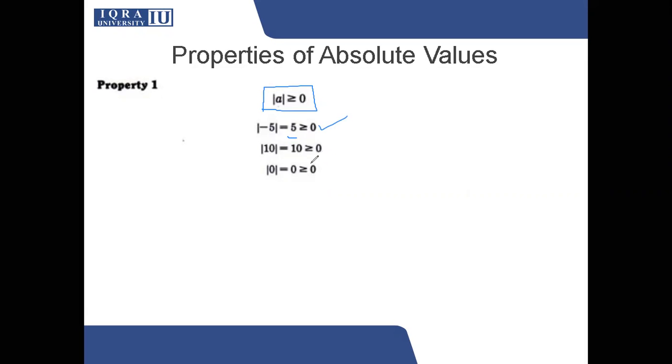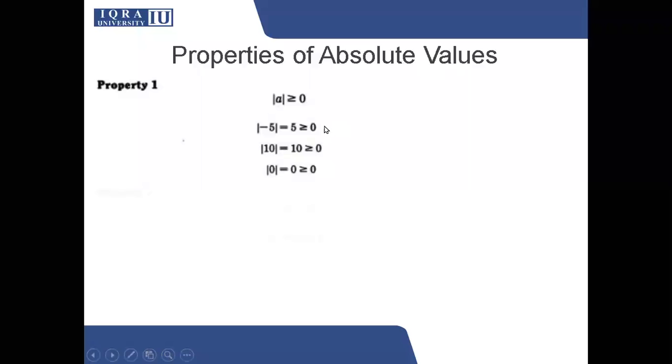What about the absolute value of 10? The absolute value of 10 is 10 itself, so it is also greater than 0. What about the absolute value of 0? The absolute value of 0 is 0, and it still fulfills this condition. It is either greater than or equal to 0, right? So this is the first property, that the absolute value of any number will be greater than or equal to 0.